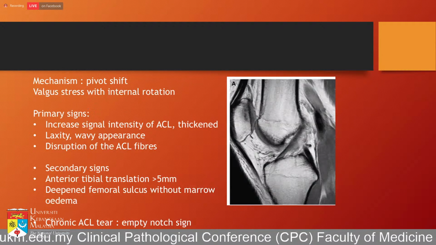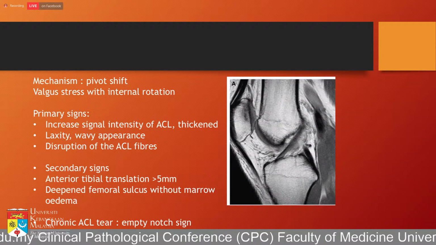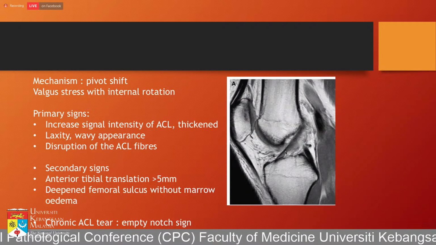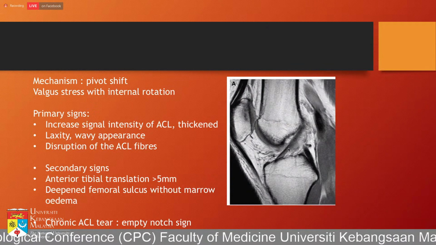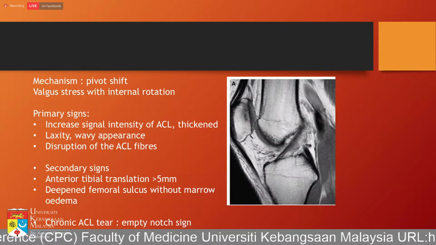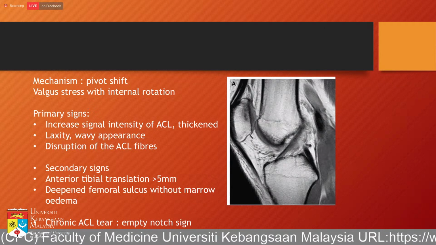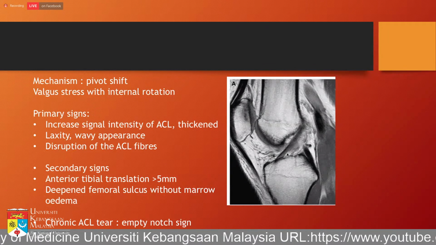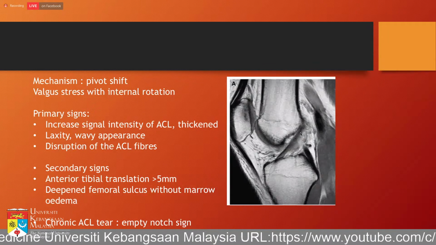For primary signs, the ACL should be taut, homogeneous, and hypointense anteriorly. That represents the AM bundle, the anteromedial bundle. It is more hypointense, whereas the intermediate signal would be the posterolateral bundle. But it is in this manner.